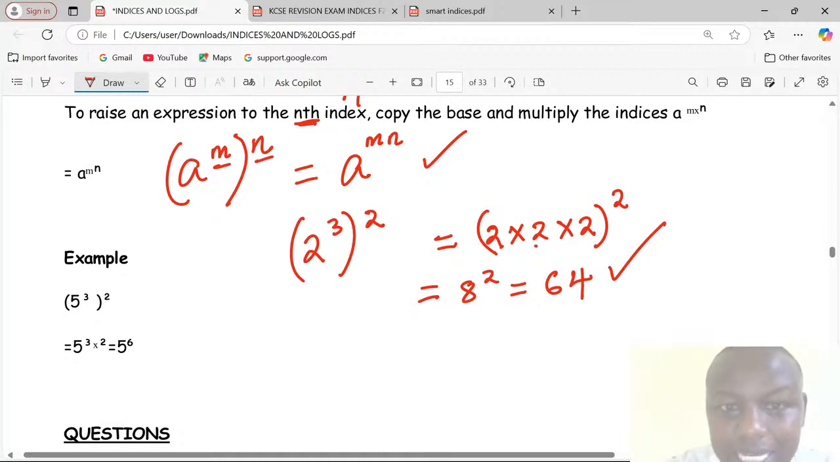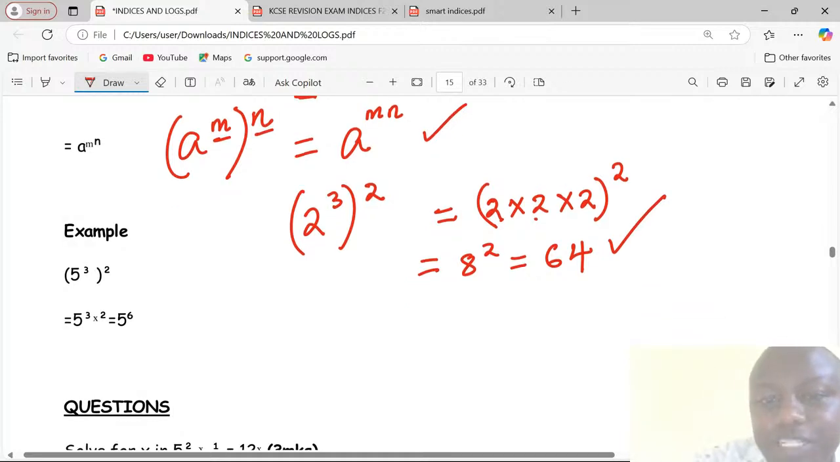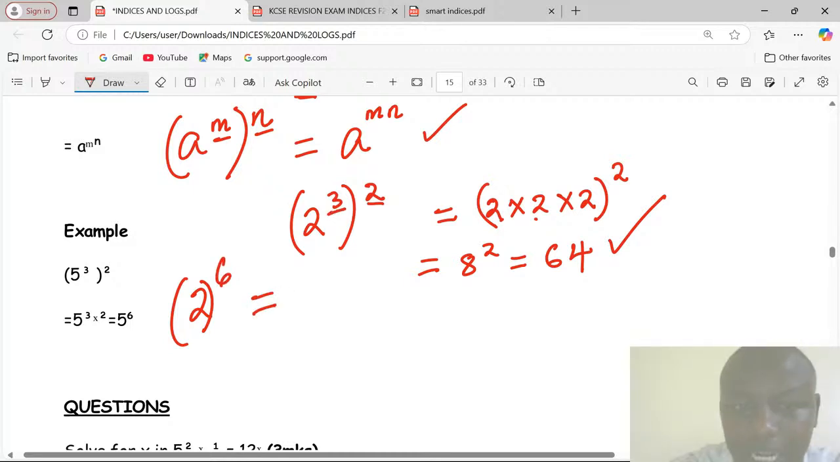The argument here is, instead of taking 2 power 3, then we later square, we can just take 2 raised to the product of the powers, 3 times 2, which is 6. And when you check this one, you discover that the answer is still 64.